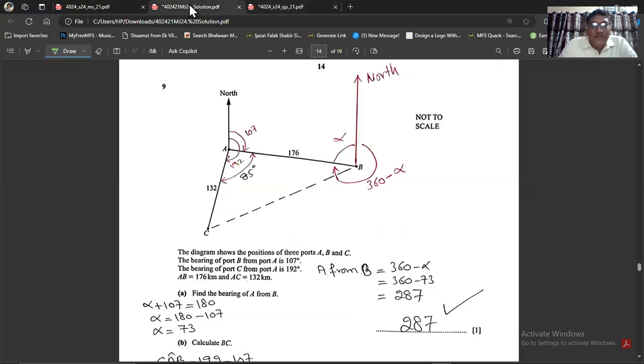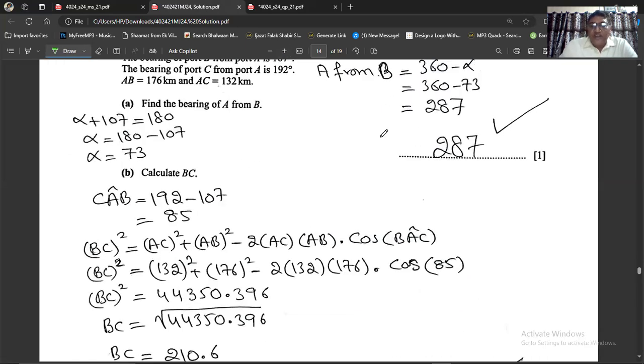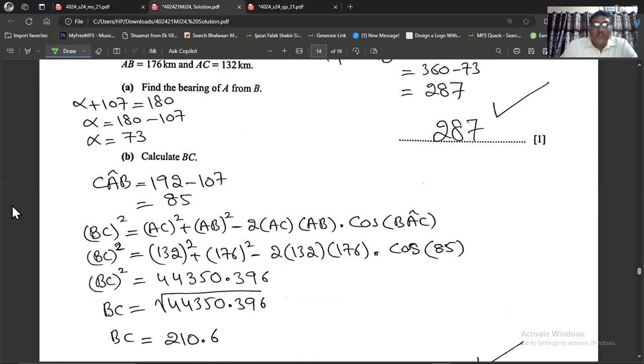Very simple, very simple. From 192, if you subtract 107, you get 85. So the angle between the AB and the AC is 85. I know these two sides, I know the included angle, and the opposite side is the question. So very simple, cosine rule. We will apply the cosine rule and we will be able to find it out. So here on your screen, we are going to apply the cosine rule.